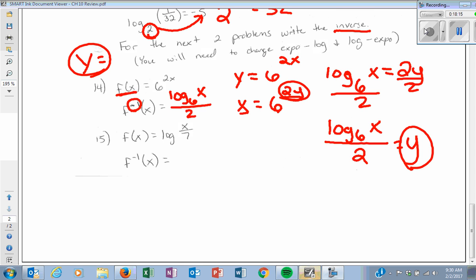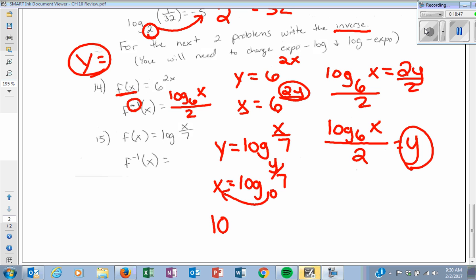All right, last one. Again, first thing first, write it with a y in there. It's just much easier. Log x to the 7th. So I switch it. It becomes x equals log y over 7. I don't like this again. I need to get that y by itself. I'm not going to get rid of that log unless I can change it to exponent form. So I go, okay, this is base 10, since there's nothing there. So I go 10 to the x equals y over 7.